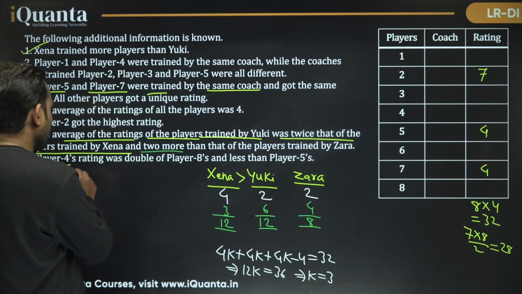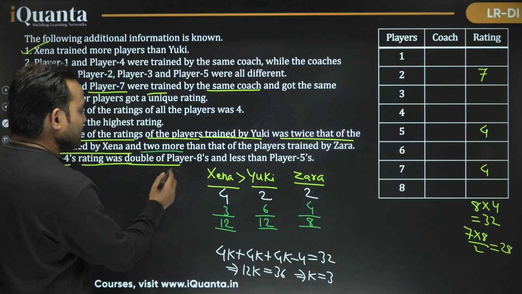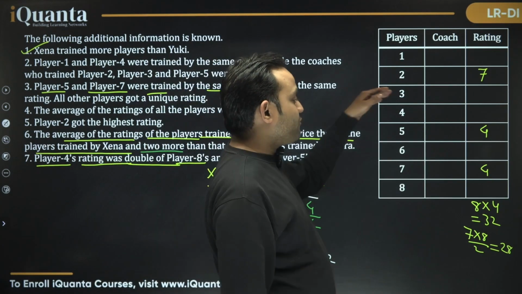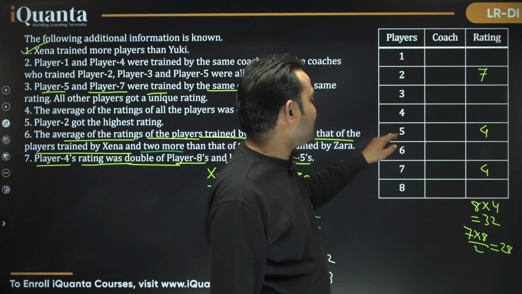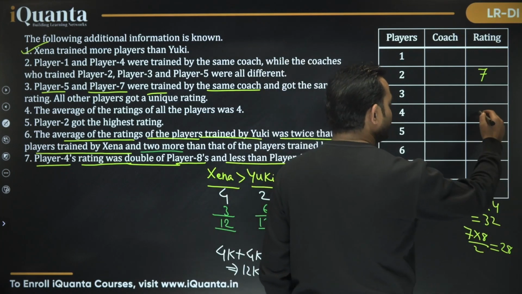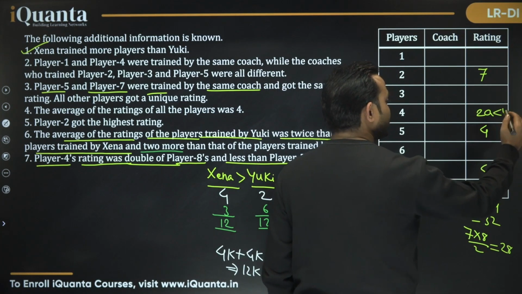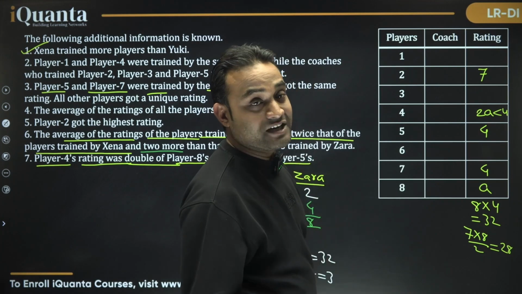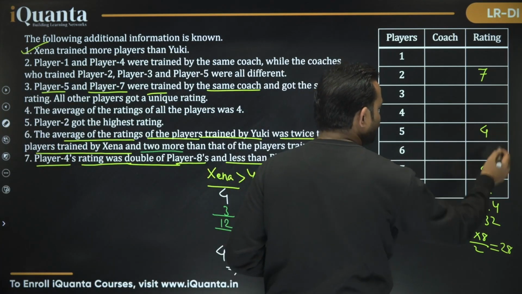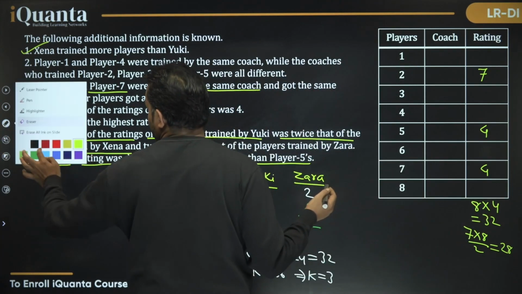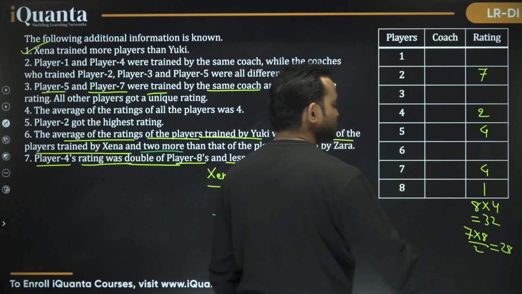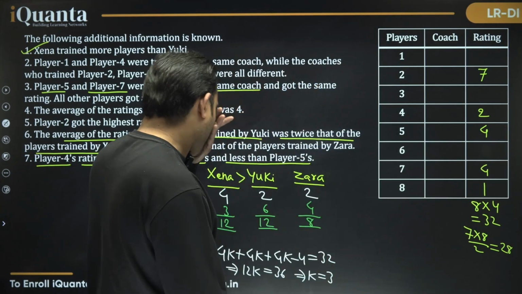Player 4's rating was double of player 8's rating and less than player 5. Player 4's rating was double of 8 and less than 5. Means if this is A, this should be 2A, but 2A is less than 4. Means A is less than 2. Yes, and the only possible value is A is equal to 1 and this is equal to 2, right?